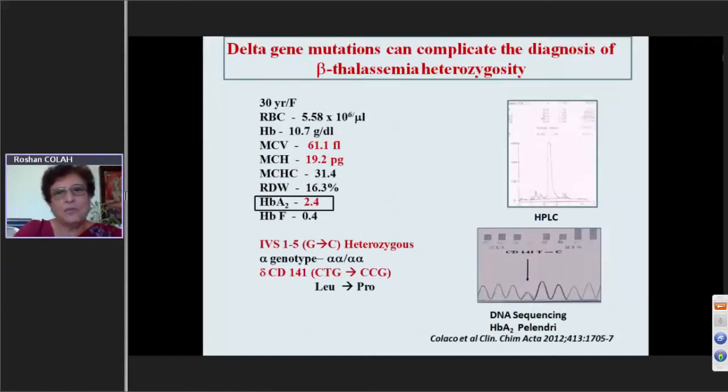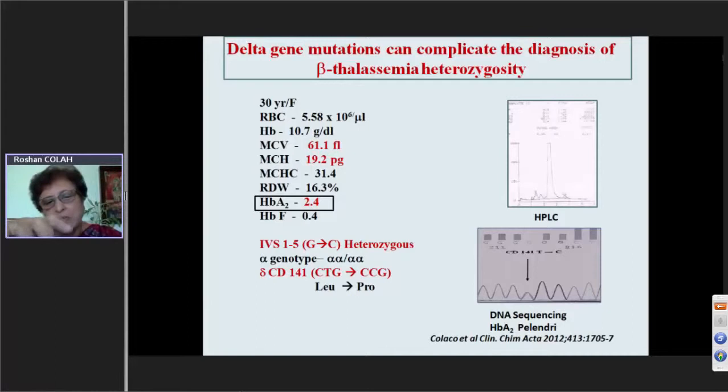This is another example where mutation in the delta gene will complicate the diagnosis of beta thalassemia heterozygosity. Again, here very classical thalassemic indices, MCH, MCV are reduced. A2 is absolutely normal, 2.4%. So looking at such a blood picture, the first thing you might think of is maybe there is an alpha thalassemia. So you do the alpha genotyping. In this case, the alpha genotype is absolutely normal.